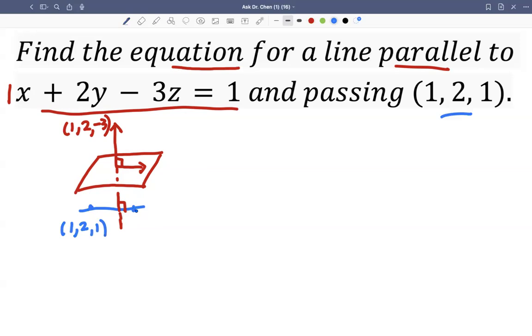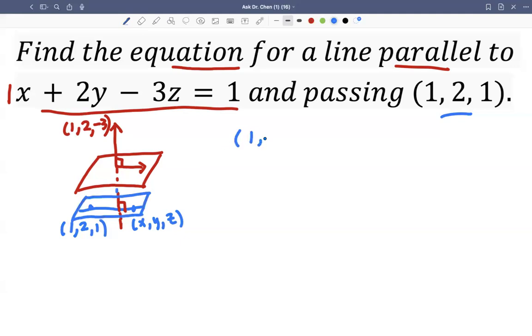And there are some x, y, z on this plane, right? Which is orthogonal to this normal vector as well. So now we know two orthogonal vectors. When we do dot product, we get 0.